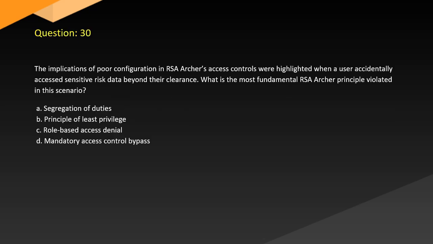Question 30. The implications of poor configuration in RSA Archer's access controls were highlighted when a user accidentally accessed sensitive risk data beyond their clearance. What is the most fundamental RSA Archer principle violated in this scenario? A. Segregation of duties. B. Principle of least privilege. C. Role-based access denial. D. Mandatory access control bypass.